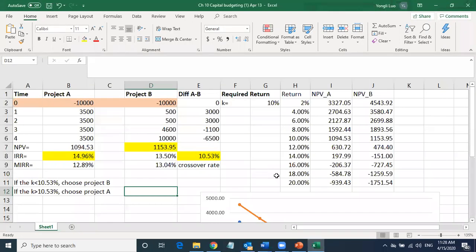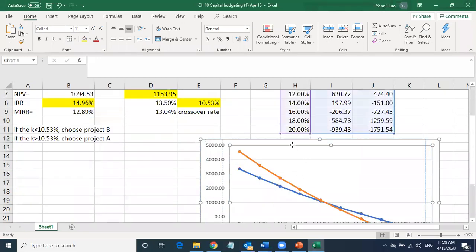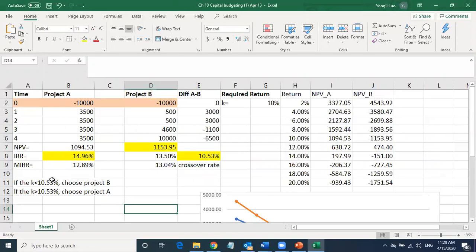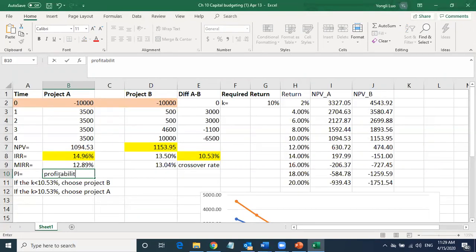Okay. And this is what we talked about today, and about if you get two projects, you get a conflicting decision when you're using net present value and internal rate of return. Okay, so I think we have another topic called the profitability index. So we call it the PI index. Sometimes we call it the profitability index.